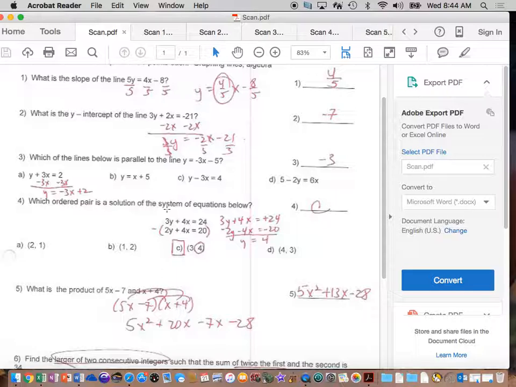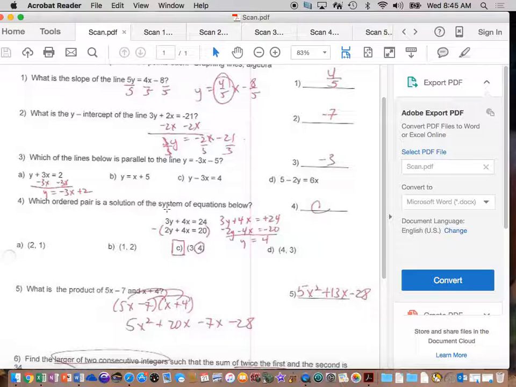Yes? Why for number 3 did you put -3? Oh, because I was doing the slope. It would be choice A. All right, I'm taking attendance: 3, 6, 9, 12, 13, 16, 19, 20, 23. I'm missing one person. Okay. Are we good on these first 5? No, which one do I need to go over?